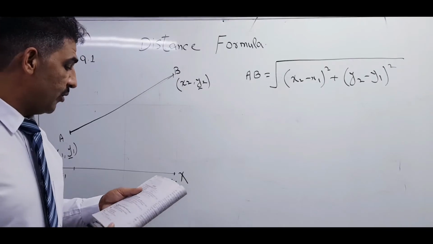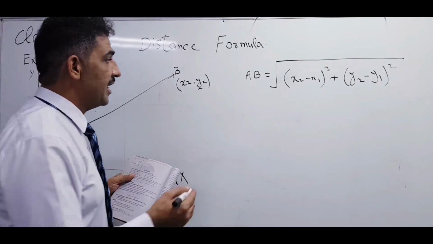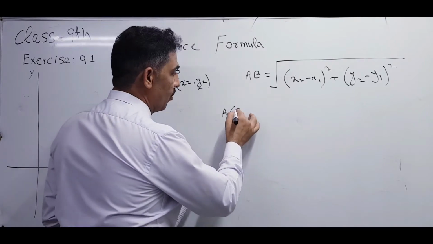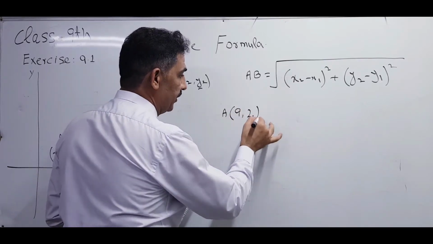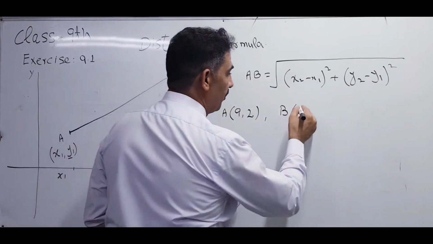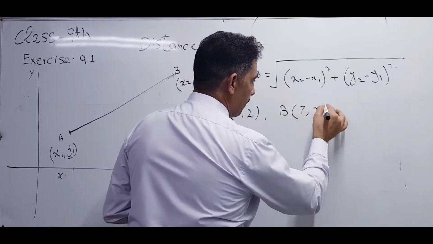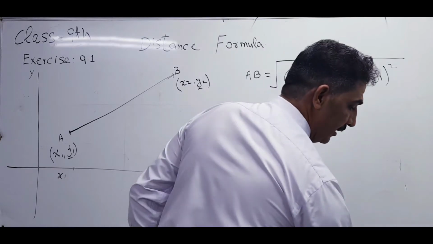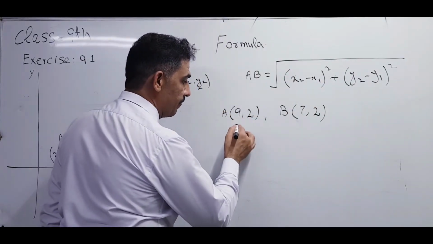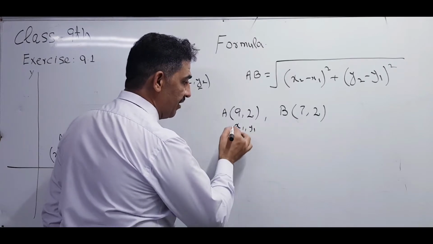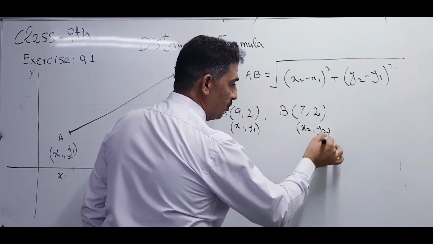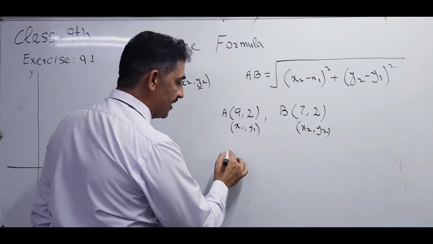Like exercise 9.1, question number 1. What is question number 1? The value of A is given as 9, 2 and the value of B is given as 7, 2. Very simple. First of all, assume that the A point is x1, y1, and we assume that B is x2, y2. We have to find the distance AB.